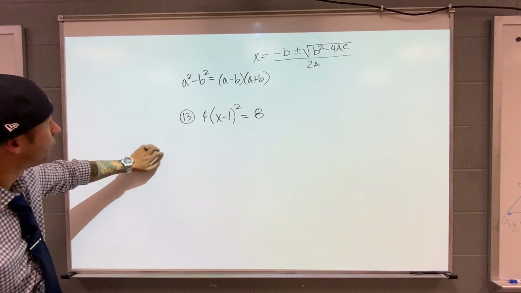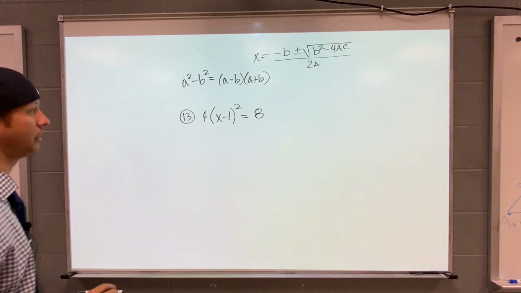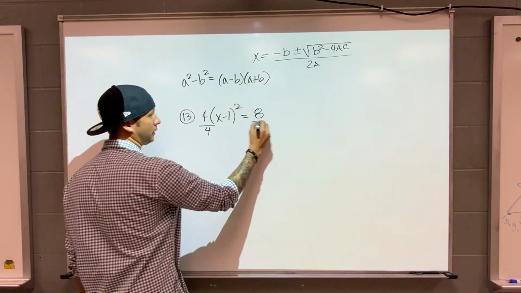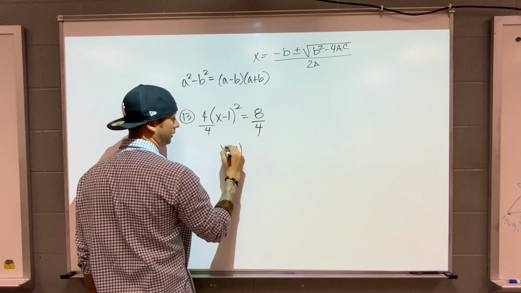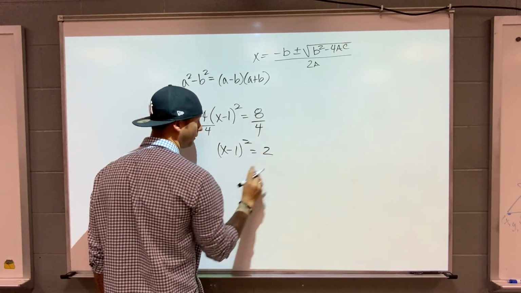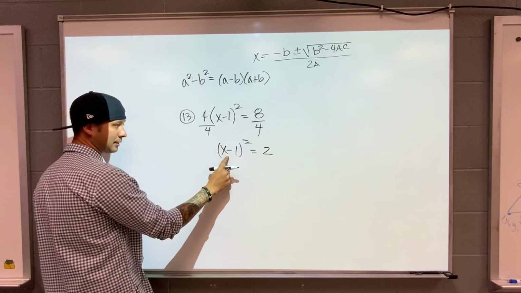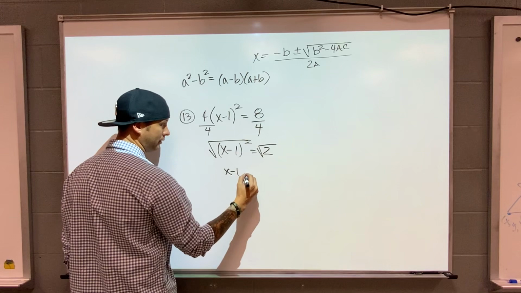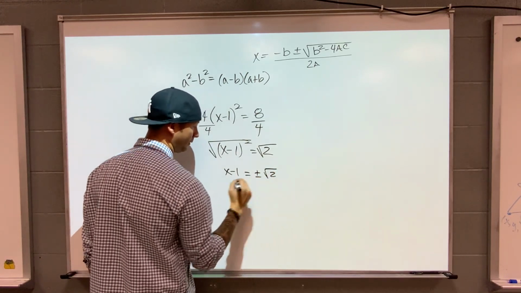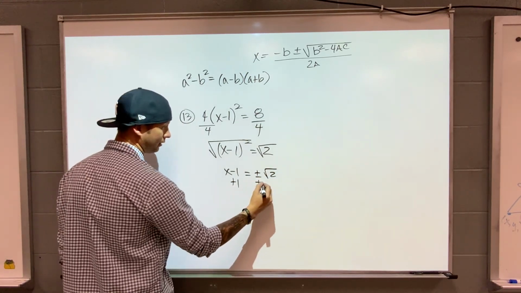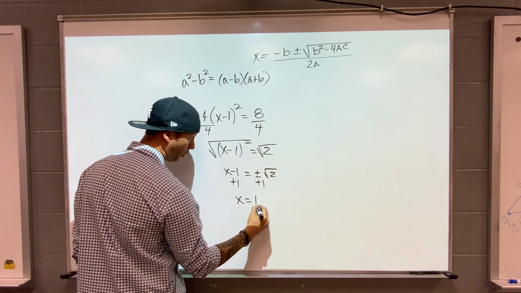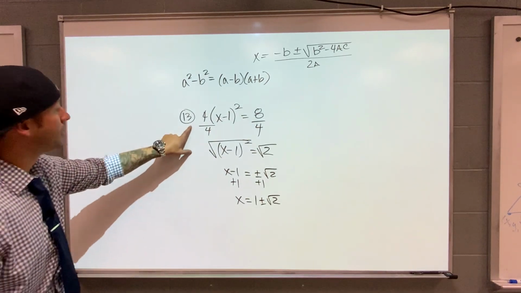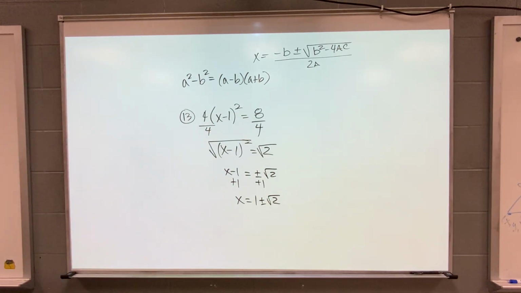Okay, number 13. 4 times x minus 1 squared equals 8. I want to solve for x. Divide both sides by 4. So x minus 1 squared is equal to 2. I want to unlock the x, so I have to take a square root. So x minus 1 is equal to plus or minus root 2. I add 1 to both sides. So x is equal to 1 plus or minus root 2. That one's fun. Square root method is nice when it comes up.